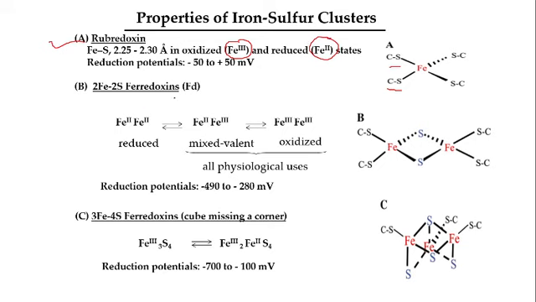The reduction potential is around 50 millivolt. That means in the oxidized form it has Fe3+, and whenever it gets converted to Fe2+, at that time it accepts 1 electron. That's why this is a 1 electron transfer protein.